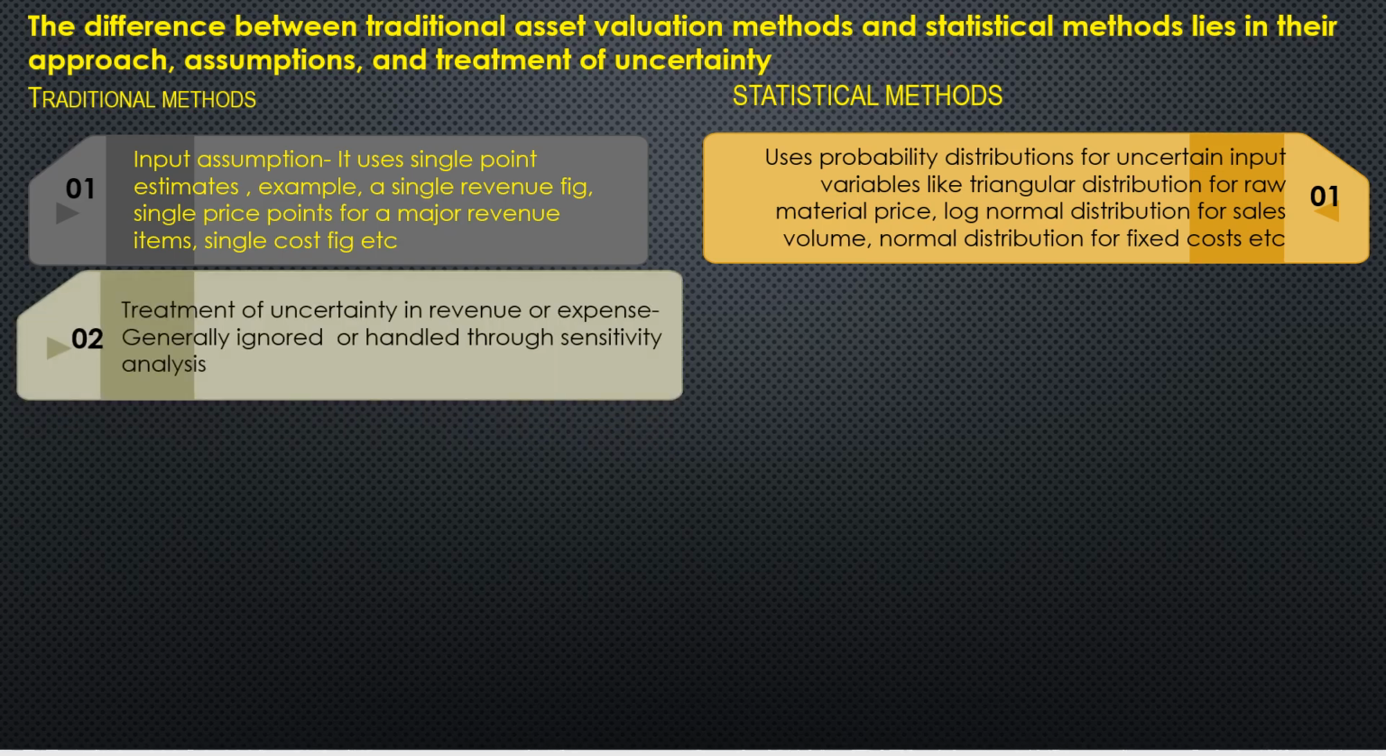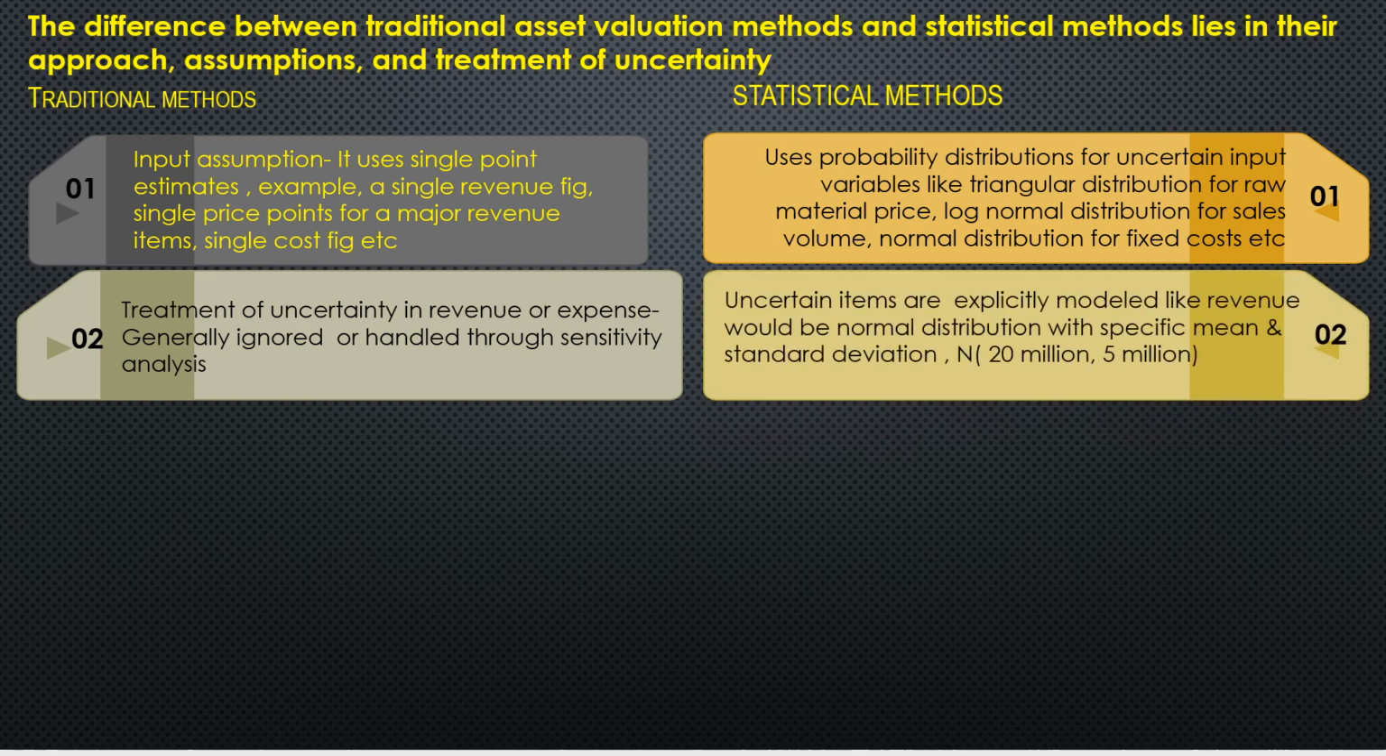Treatment of uncertainty in revenue or expenses. In the traditional method, generally ignored or handled through sensitivity analysis. In the statistical methods, uncertain items are explicitly modeled, like revenue would be a normal distribution with specific mean and standard deviation. Say, for example, a mean of 20 million and standard deviation of 5 million.